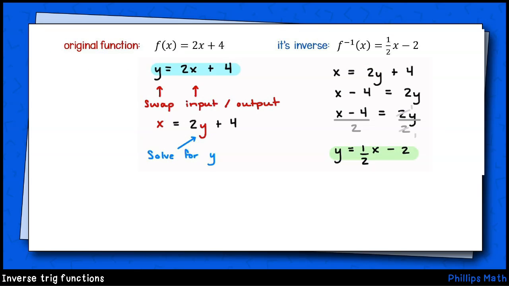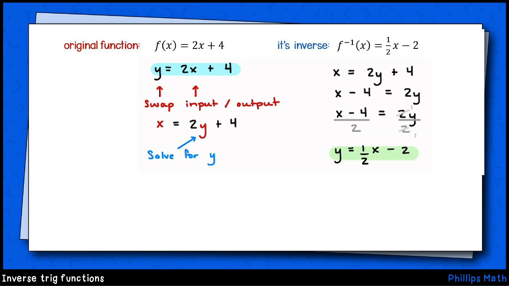Let's look at a specific example. Suppose I have a nice simple linear function, f of x equals 2x plus 4. I could write this instead as y equals 2x plus 4. It means the same thing. To find the function's inverse, we're going to exchange the input and the output variables. So x becomes y and y becomes x. Now I have the equation x equals 2y plus 4.